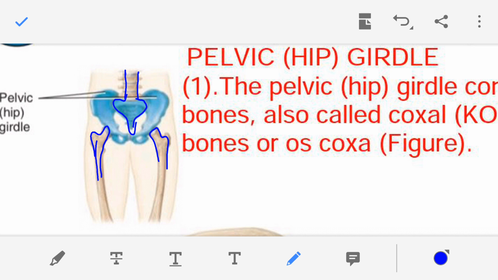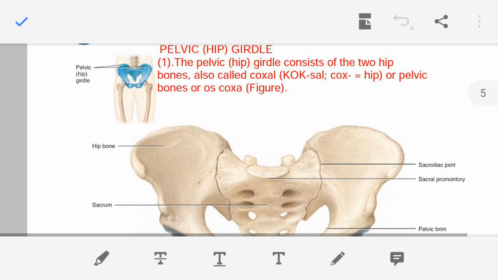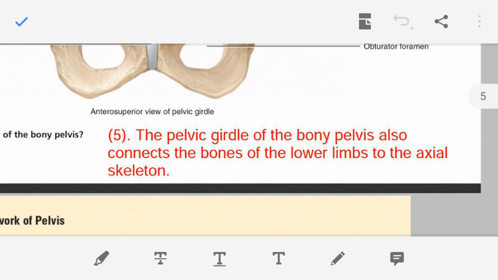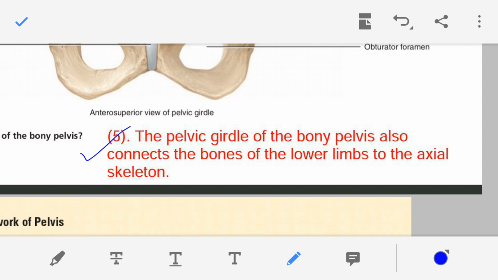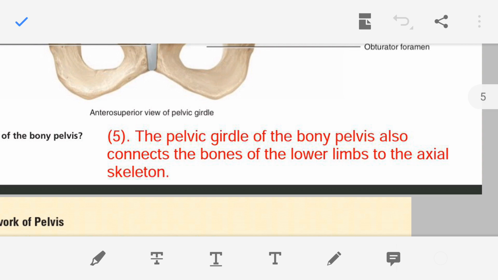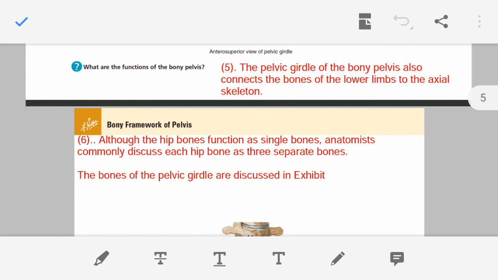So this way we can say that the bones of our lower limb are connected with the axial skeleton. In between the axial skeleton, that is the vertebral column, and the femur, the pelvic girdle is present. So that is the meaning of this fifth point. The pelvic girdle, or the bony pelvis, also connects the bones of the lower limbs to the axial skeleton, that is the vertebral column.